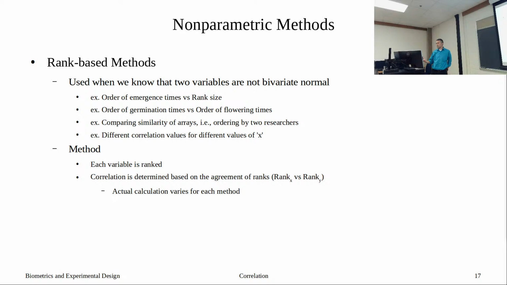So what does it mean to be a rank-based method? You're basically taking the numeric variables and ranking them in order. And then, based on that order, you do the correlation on those orders. So you're assessing the rank of x versus the rank of y. Now, the actual calculation, how to come up with the correlation, varies for the method, but both of them use some sort of ranking system.